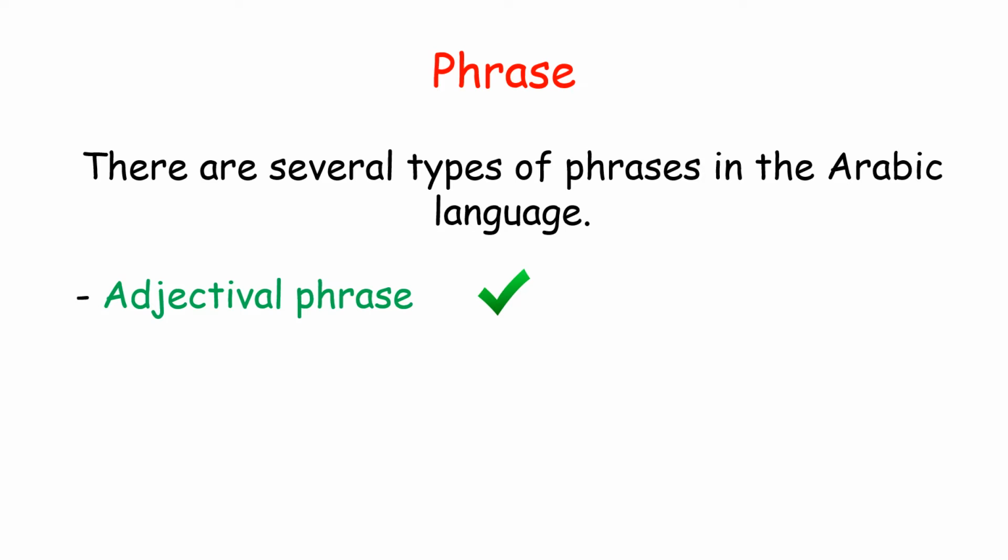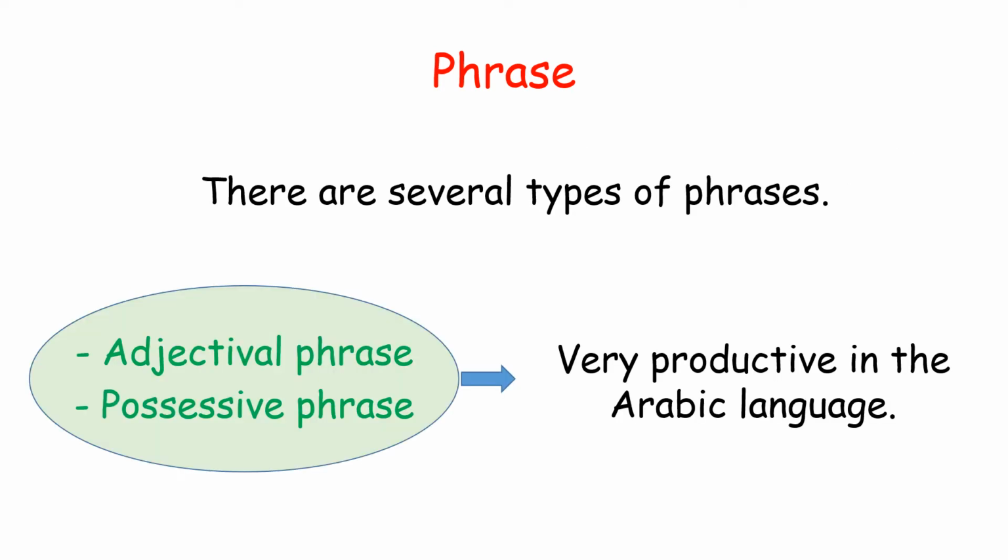So there are several types of phrases in Arabic, and so far we have only studied the adjectival phrase. And the upcoming one will be the possessive phrase, also known as annexation or idafa, since it is also very productive in the Arabic language. So make sure you don't miss the lesson once uploaded. Let's now take a look at these examples of adjectival phrases.